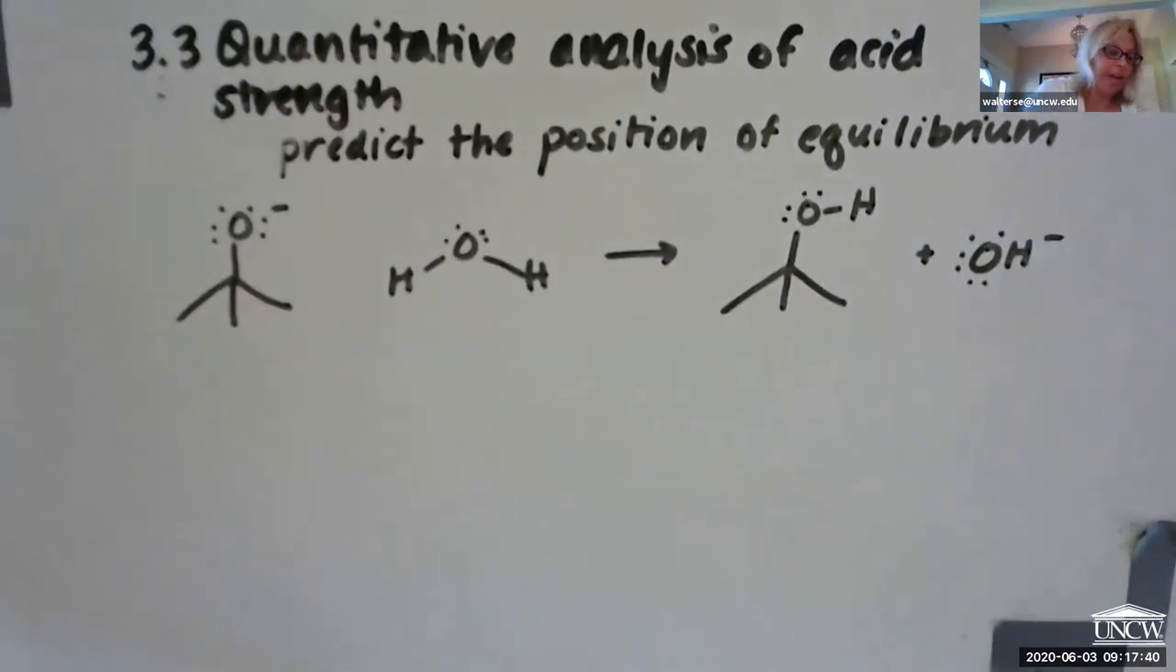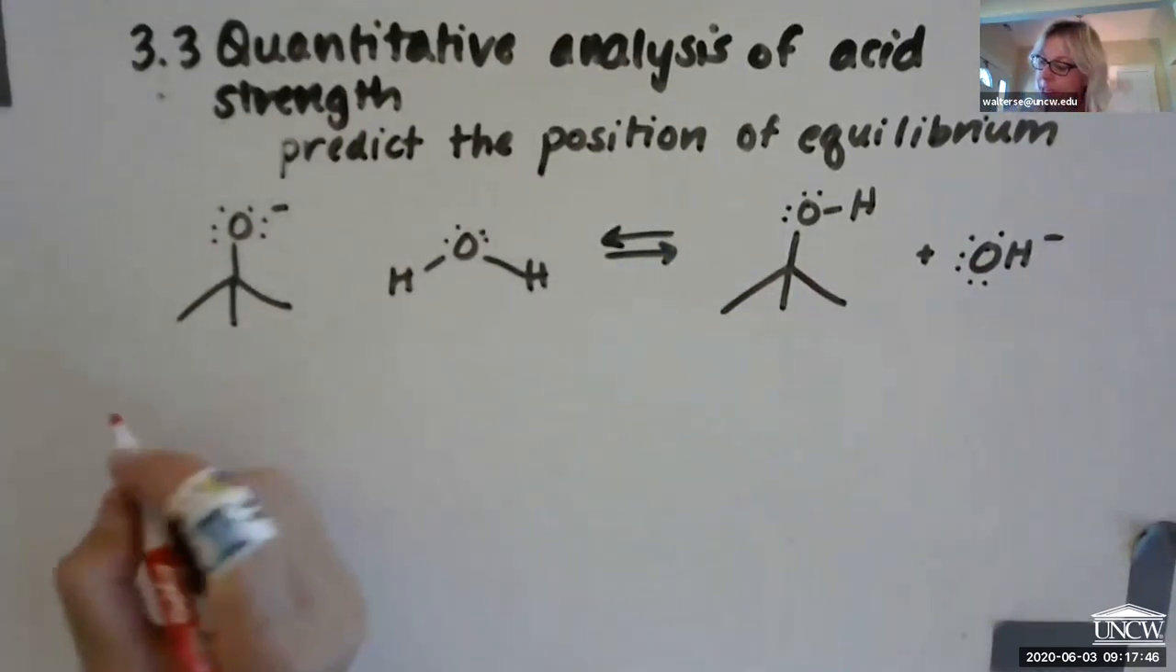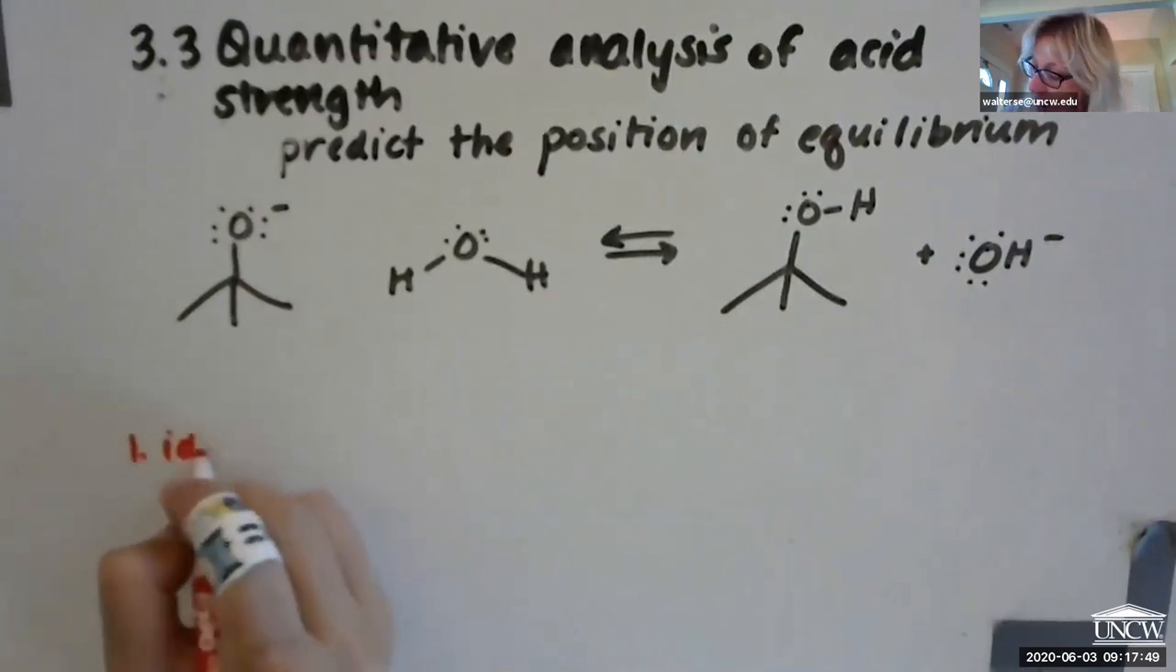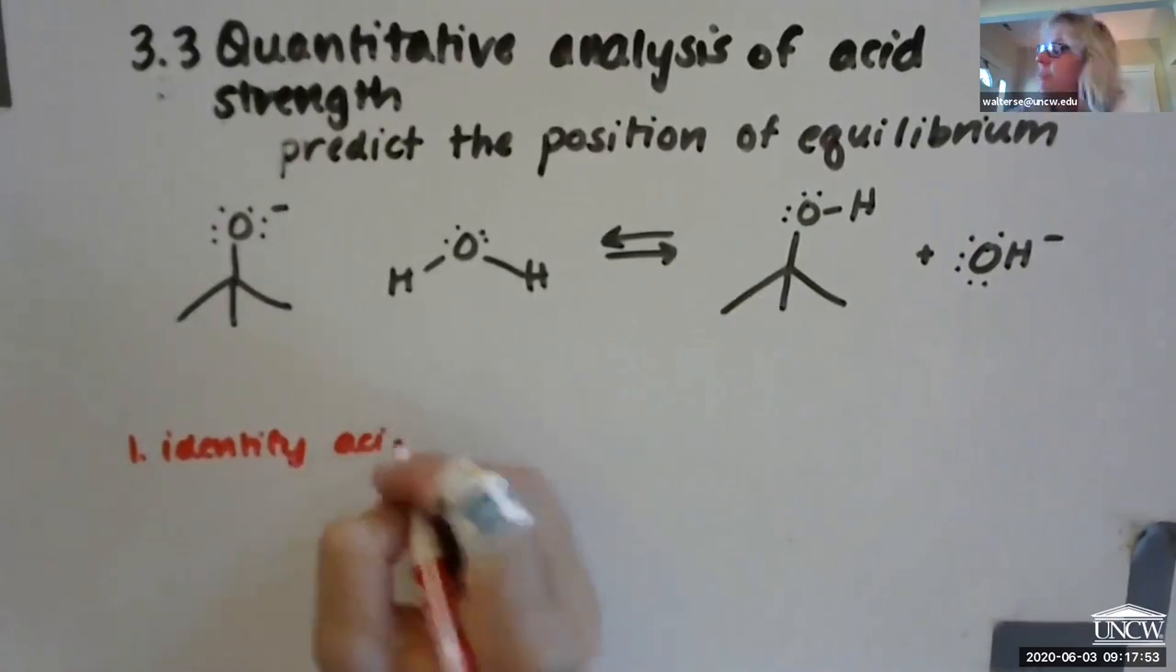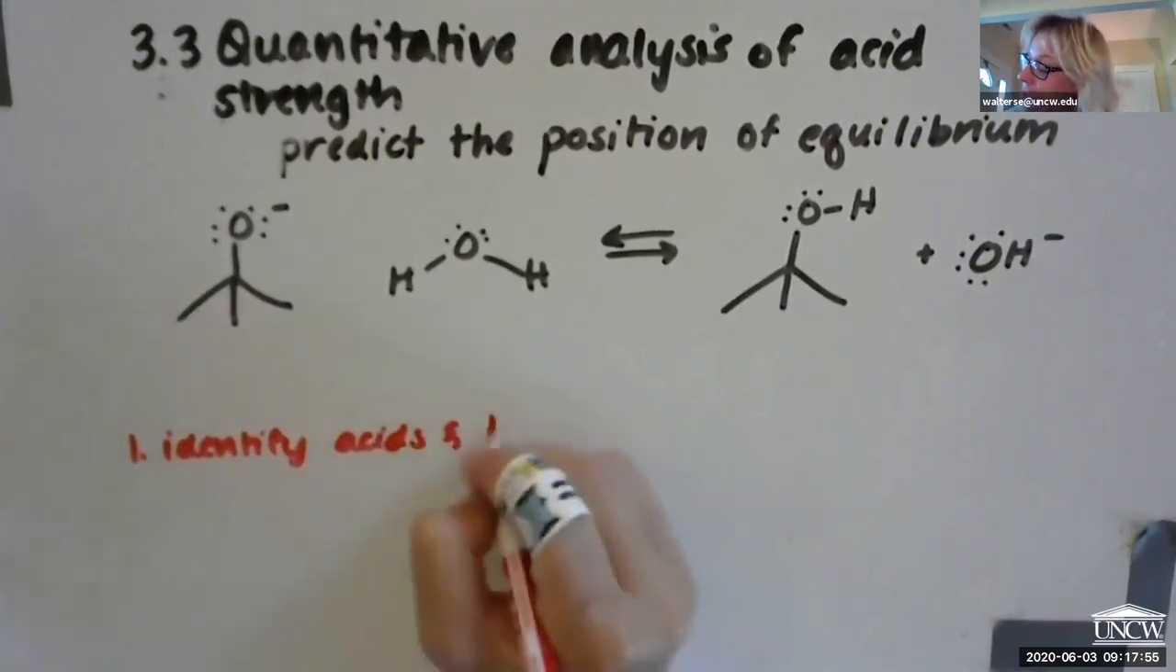Now, before you can predict the position, so left-hand side, right-hand side, what you need to do is you need to identify, excuse me, the acids and bases in the reaction.